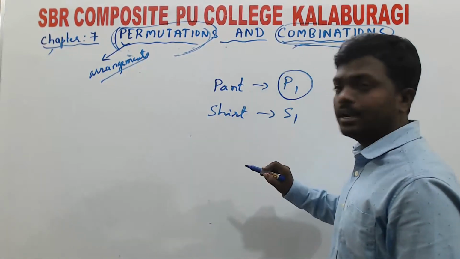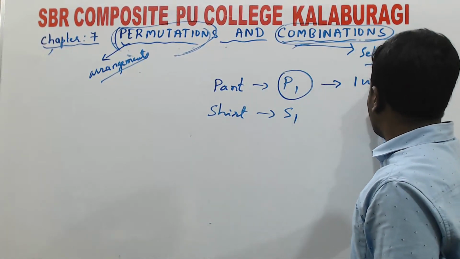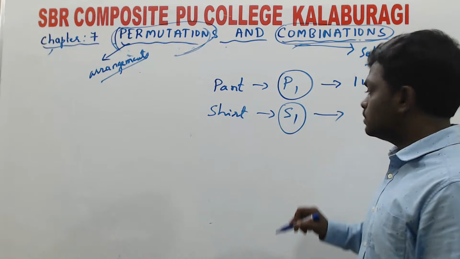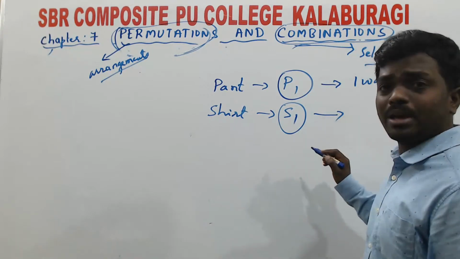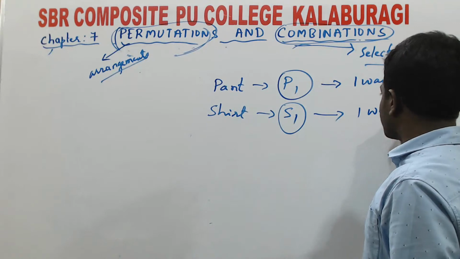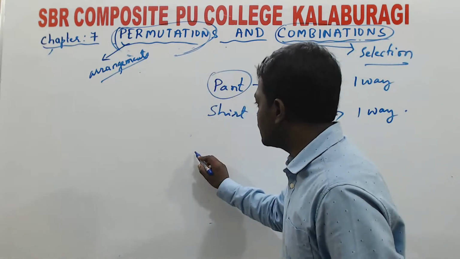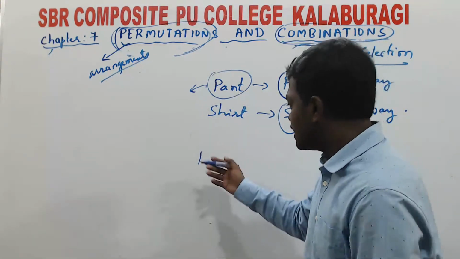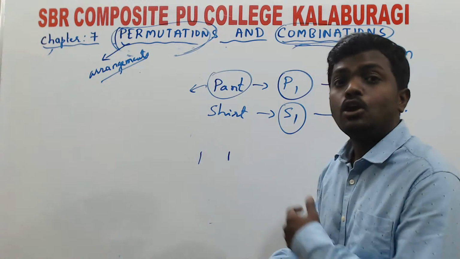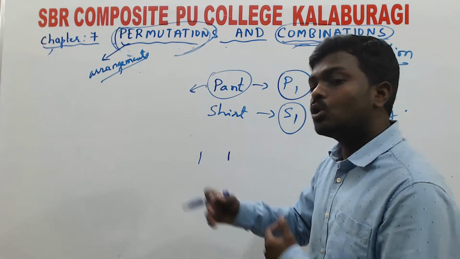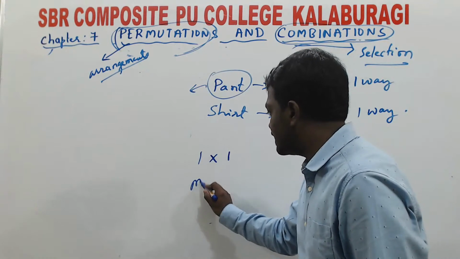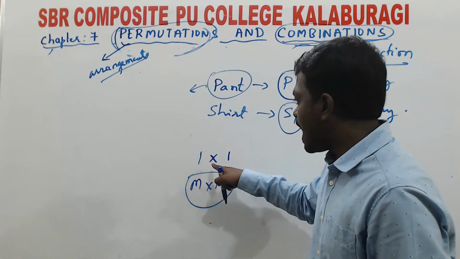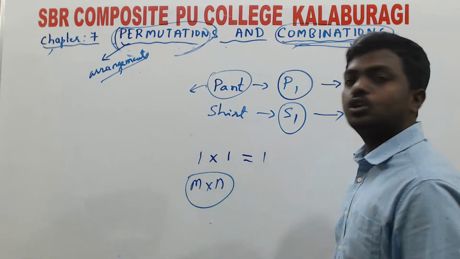To wear pant, how many ways do you have? One way. You have only one option. And to wear shirt, how many options do you have? Only one. So wearing pant occurs in one way, and wearing shirt is also occurring in one way. For dressing up, both must be completed. So in general, M into N, the multiplication principle. Wearing pant one way and wearing shirt one way gives 1 times 1, which is equal to 1.